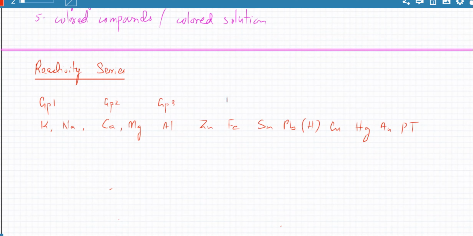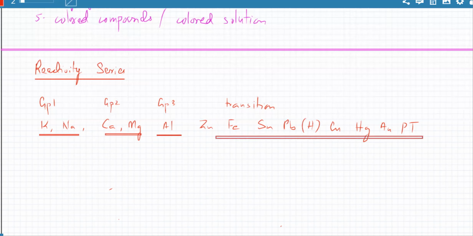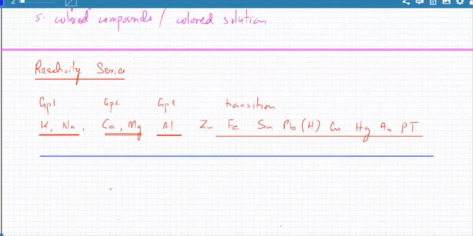So anyways, it's a gradual trend. You move towards transition metals, and they become unreactive. So here's your very general trend. That's group 1, that's group 2, group 3, and then you've got your transition metals. What is going on in this trend is that across the period, they become less reactive. On the left side, the elements are very reactive. On the extreme right side, they are very unreactive. Is this also clear? Yes, sir.